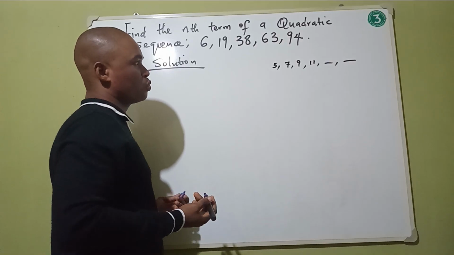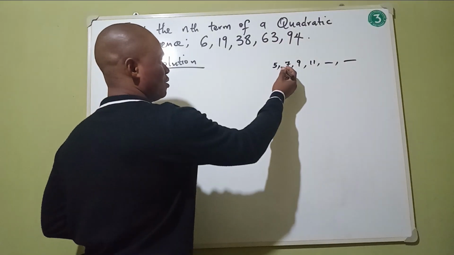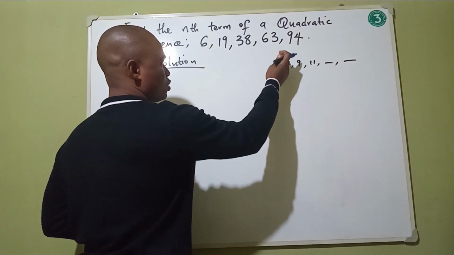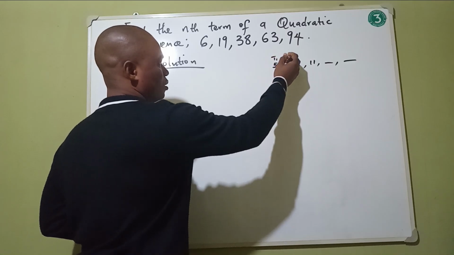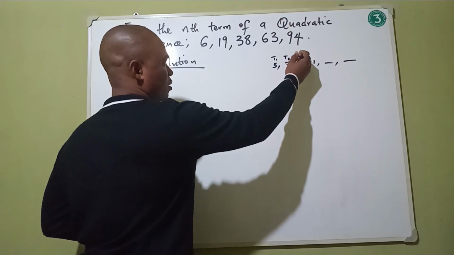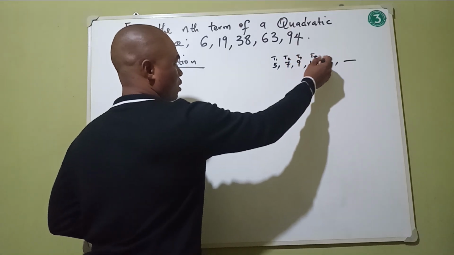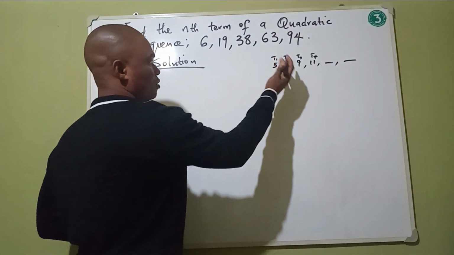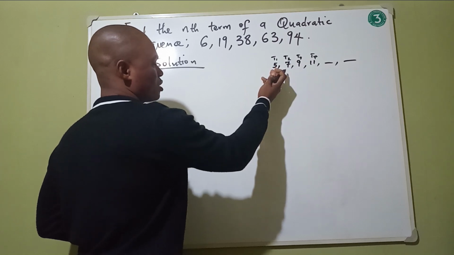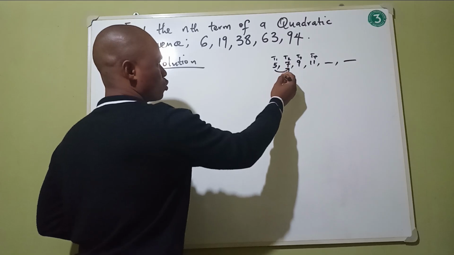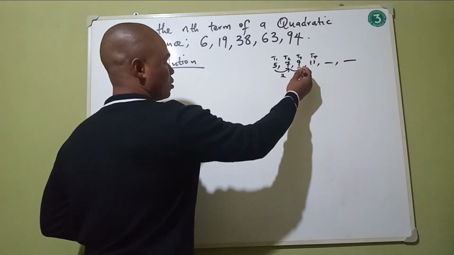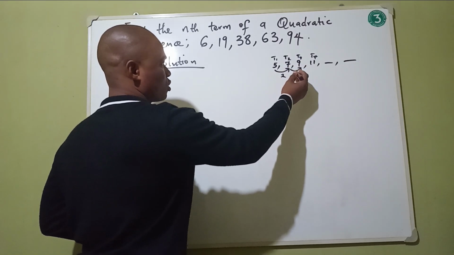Now, the first thing we need to do is to find the difference. The difference, that is T2 minus T1. This is the first term, which is T1. This is T2, this is T3, this is T4, and so on. Now, the formula is T2 minus T1. That is 7 minus 5. This will give me 2. T3 minus T2 will also give me 2.